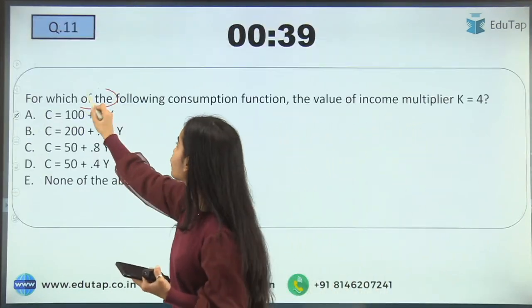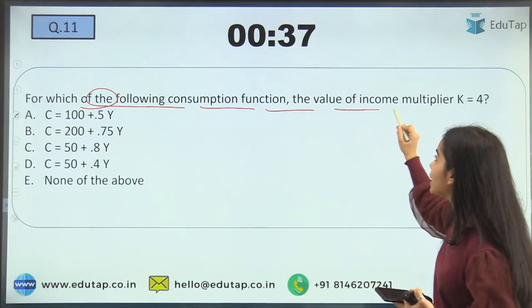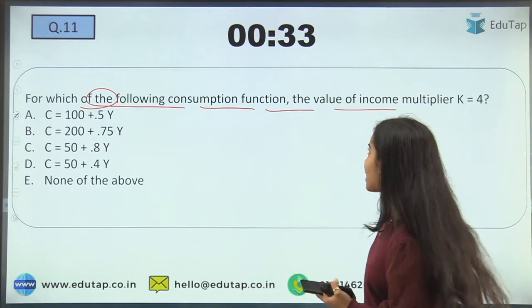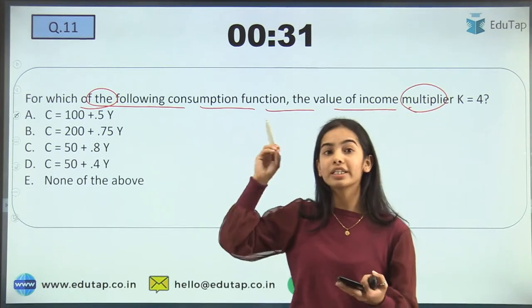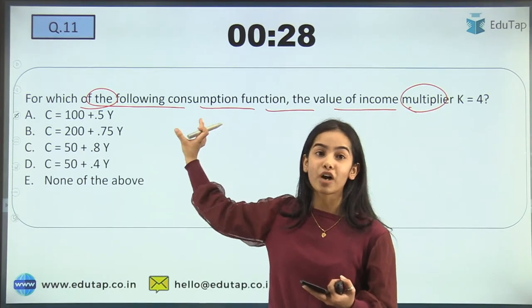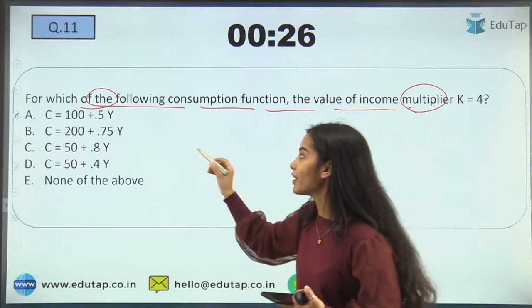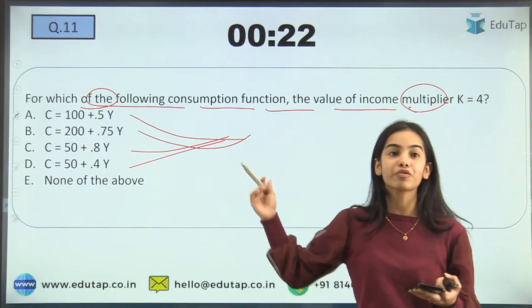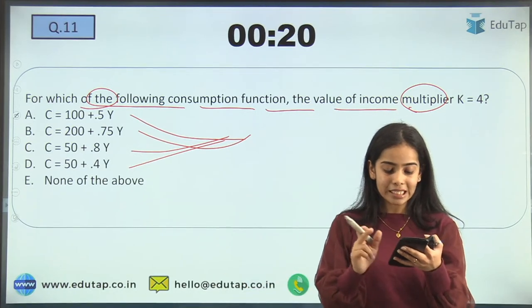Next: for which of the following consumption functions is the value of the income multiplier K equal to 4? The value of the multiplier is given. You just have to derive the consumption function, that is, from which consumption function the value of this multiplier has come. So which of these consumption functions is the right answer? Very easy if you know.